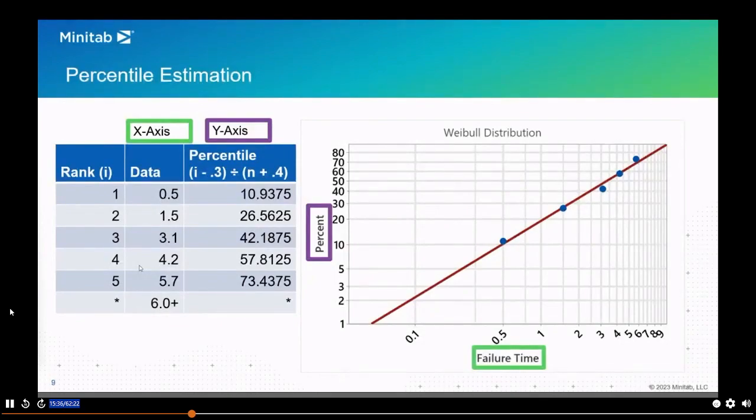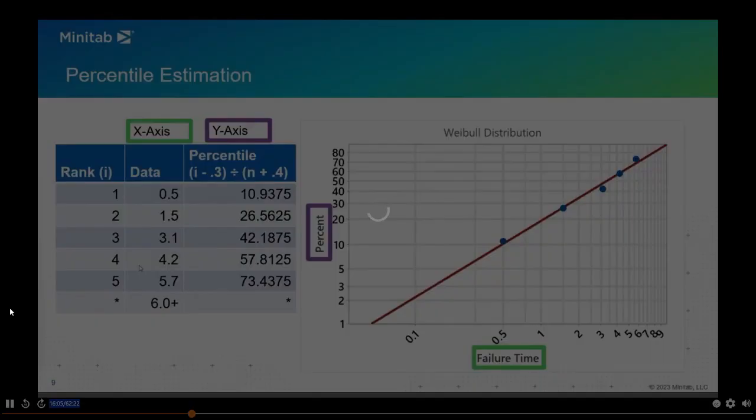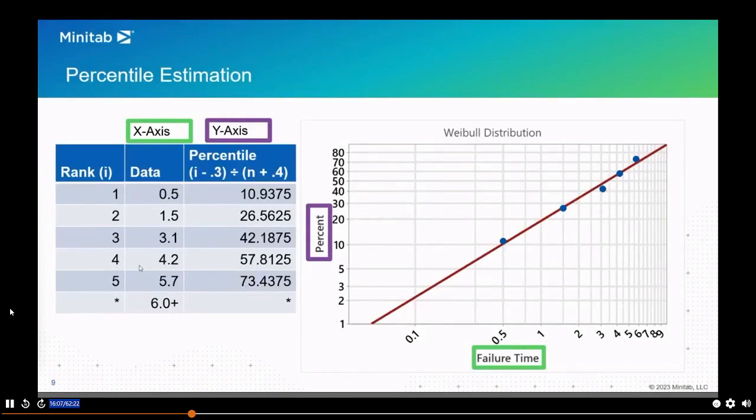Those are your percentiles. Even without a computer, we can draw a good line, our best line, through those points, and now we can estimate any percentile we want. So for example, if you wanted to know when approximately 20% of this product's going to fail, go up the y-axis to 20, read across, hit the line, and go down, and notice that'll be at about 1 hour. Really cool, powerful stuff.